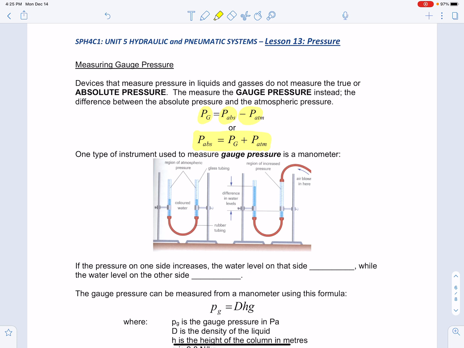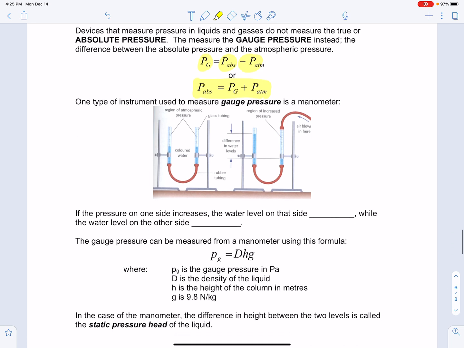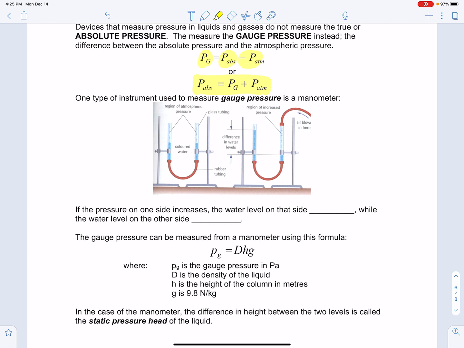One of the types of instruments that is used to measure gauge pressure is called a manometer. And this diagram shows how a manometer is used. If the pressure on one side increases, the water level on that side will go down, while the water level on the other side goes up, and I'll explain with the diagram how this is happening. So here we have a U-shaped tube, and it's filled with water, and the water is equal on both levels because both of these are open to the atmosphere.